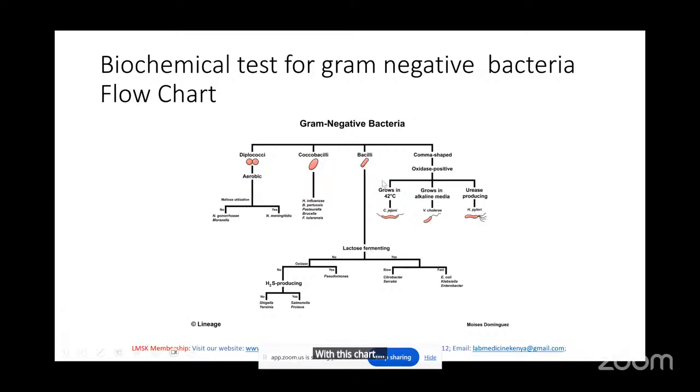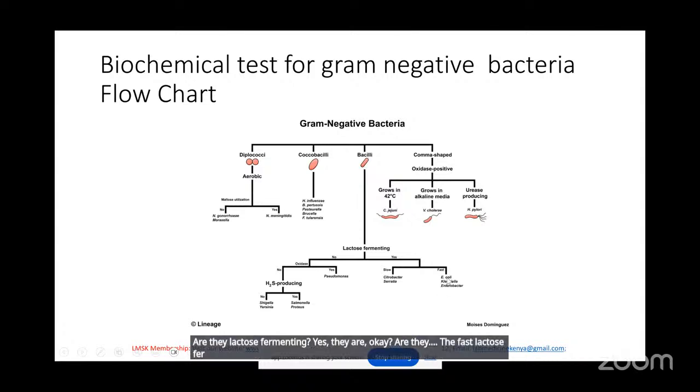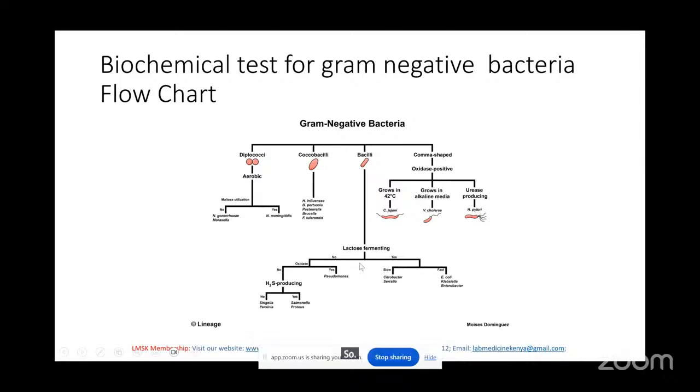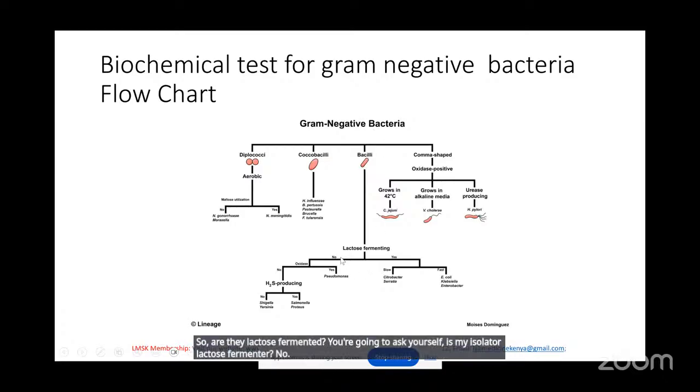Yeah, so when you get your lactose fermenters, your bacilli, they're gram-negative bacteria. Are they lactose fermenting? Yes, they are. Okay, are they fast lactose fermenter or slow lactose fermenter? You can group them just the way the chart has grouped them. So are they lactose fermenting? You can ask yourself, is my isolate a lactose fermenter? No. So what do I do next?